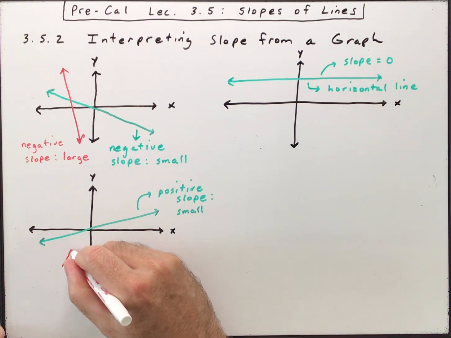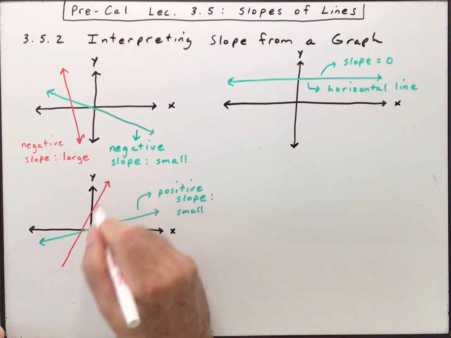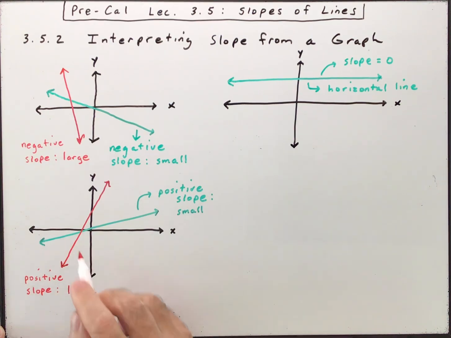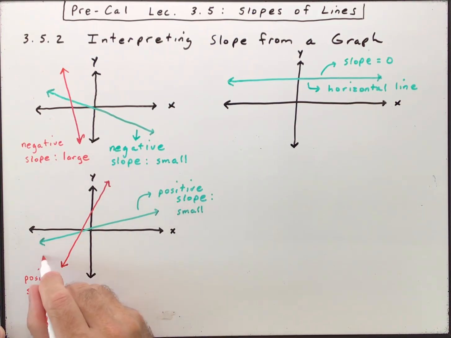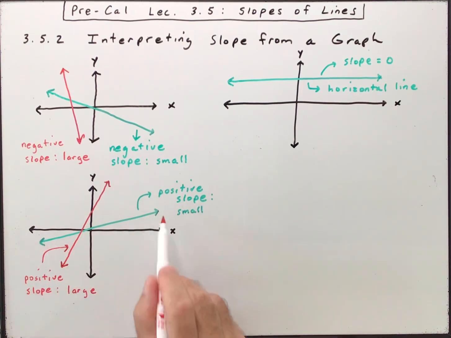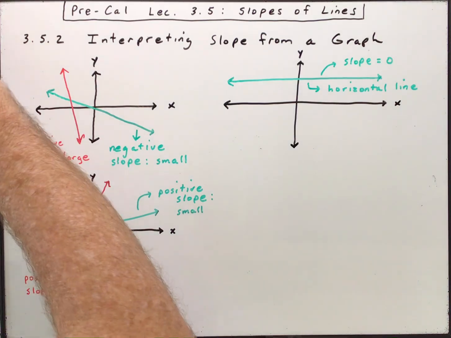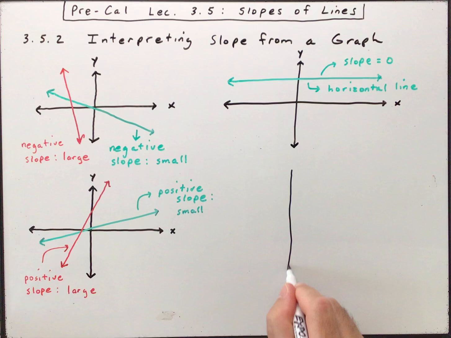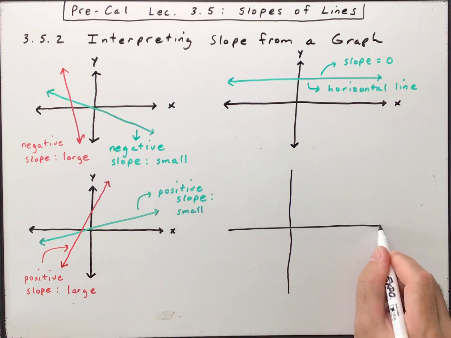Something like this, that's going to be a positive slope. Still going up left to right, but that number is going to be large. So maybe that's a slope of 10 or something like that. So it's going to be a much larger number than the green line we have here. Okay, and then finally, we talked about this on one of the problems that I just worked.